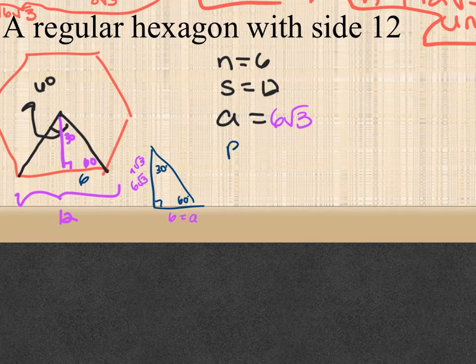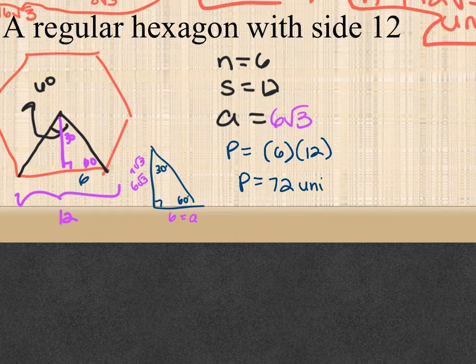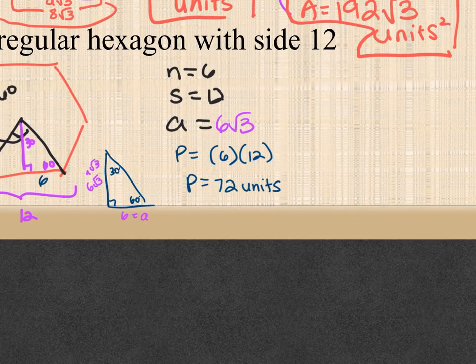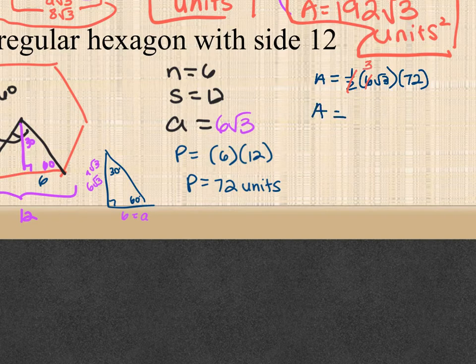So then perimeter is number of sides times the length of each side. And the area is 1/2 apothem times perimeter. 1/2 of 6 would be 3. And 3 times 72 is 216. And the root 3.